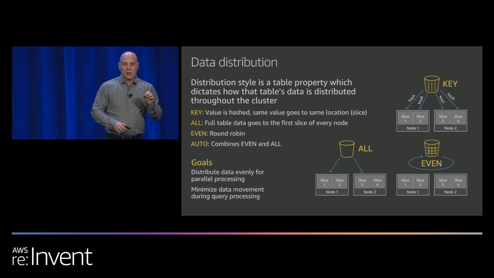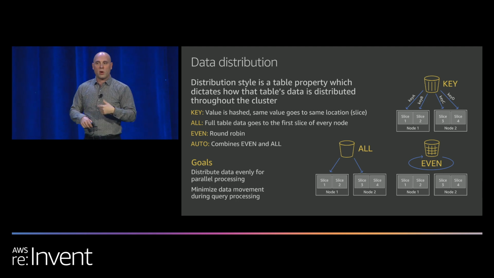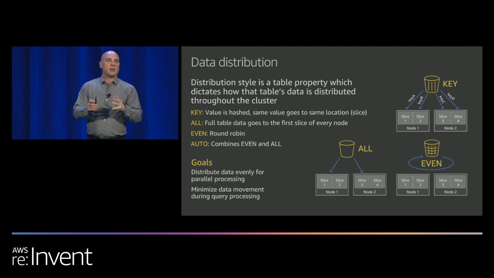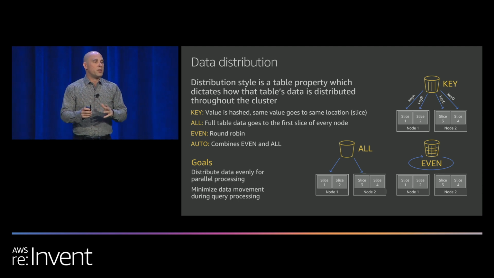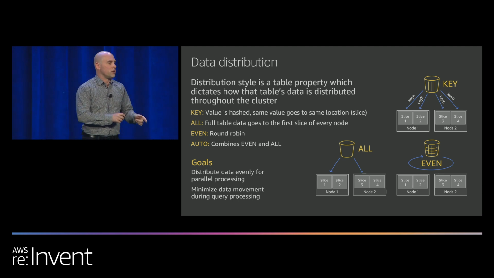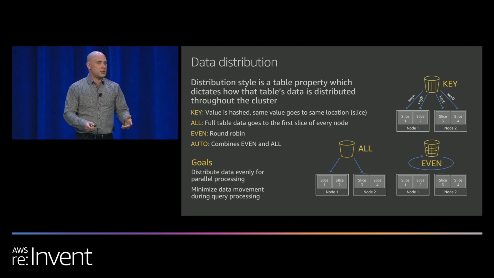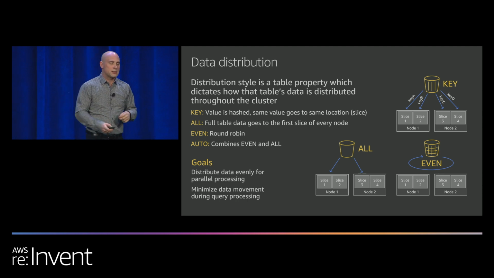Dist style all is a special case one. What it essentially does is make a complete copy of the table on every single node in the cluster. It's typically used for really small tables, dimension tables. We define small as being 3 million records or less.